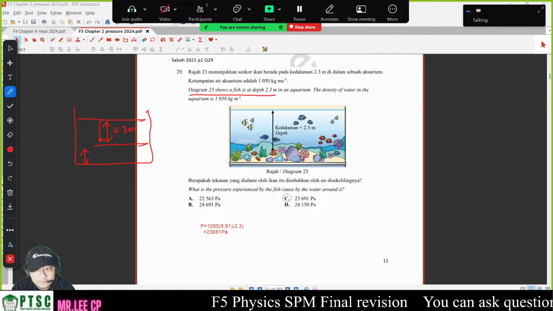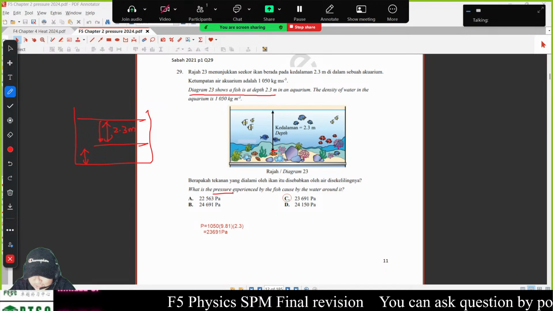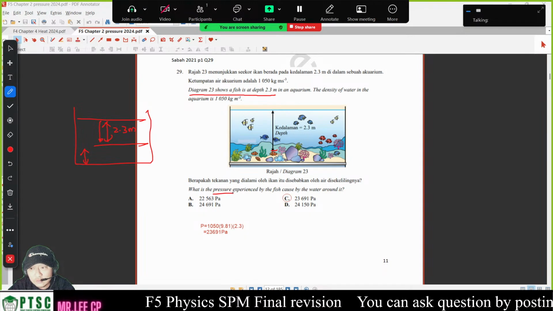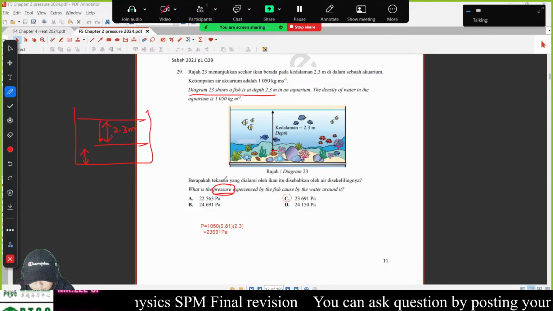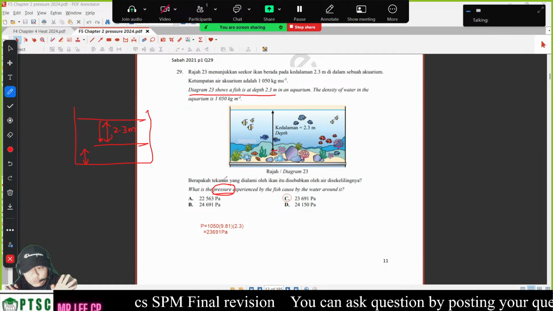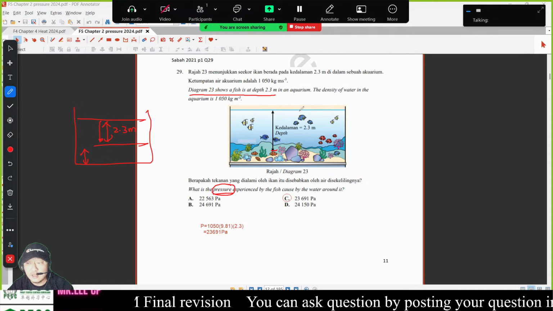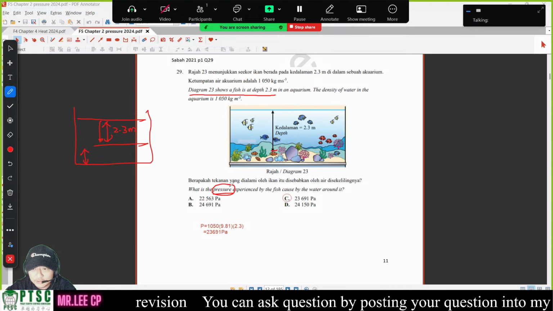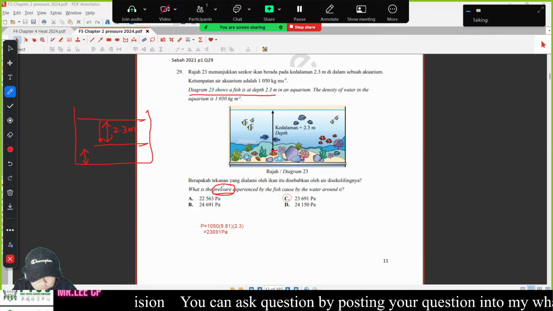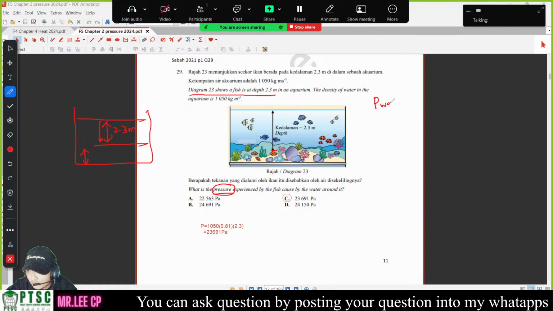Now, what is the pressure? When they ask what is the pressure, they are not asking you what is the atmospheric pressure. They don't give you atmospheric pressure, so they are supposed to ask you what is the water pressure, the pressure of water.